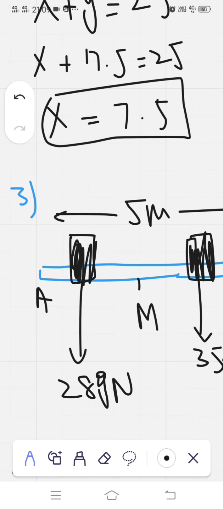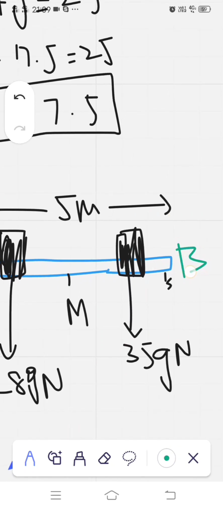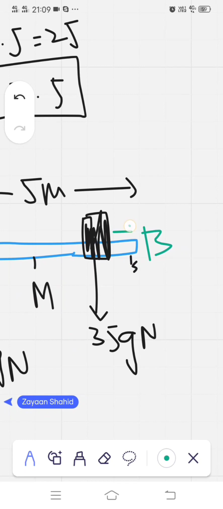And Jill sits at A as we draw, and Jack sits at a distance x from the B. So this is the point B, this is point A, and this distance is x. We need to find this distance. The plank is in equilibrium. Find the value of x.